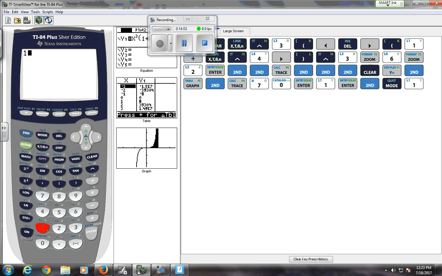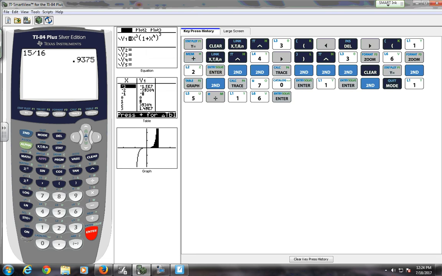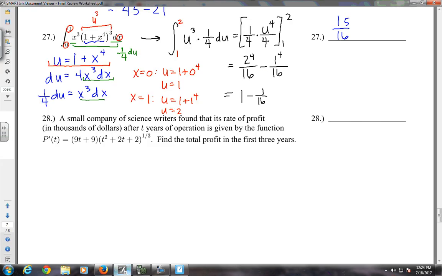Let's compare our decimal approximation with the calculator's result. And we end up with exactly the same thing. So we are in good shape. Again, if you check your work before I do, that is always a good thing.